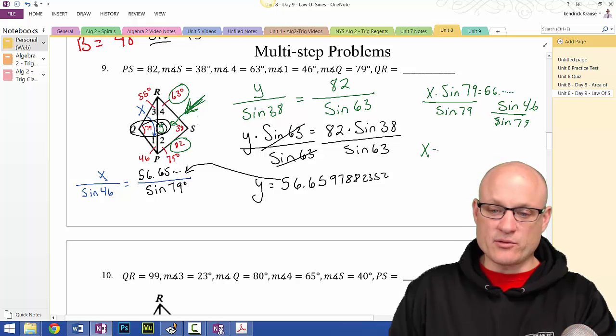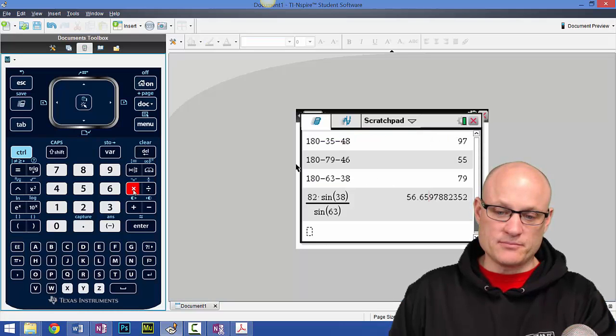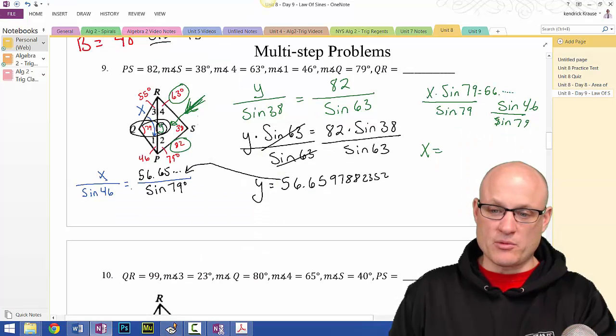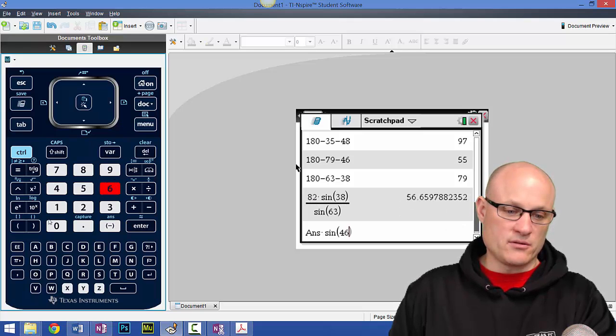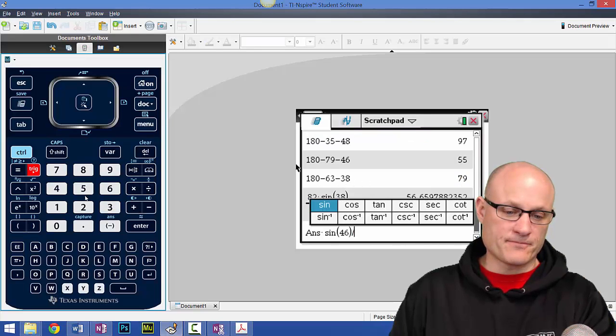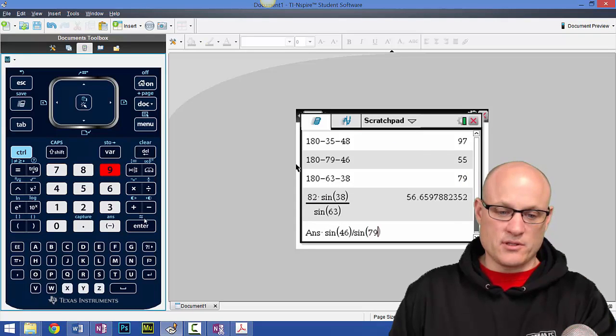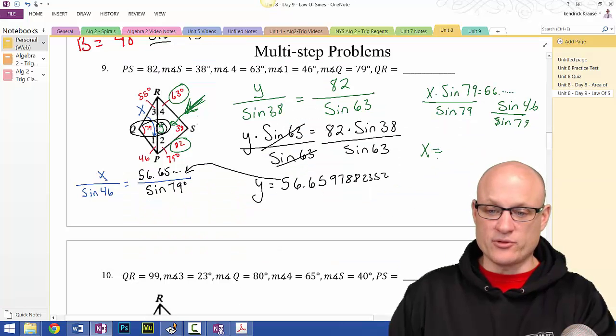And so I get x equals. I'm going to take the old answer and multiply by the sine of 46, and divide by the sine of 79. I hit enter, and notice it typed it in for me nicely. That's what I have: 56 times the sine of 46 all over the sine of 79, and I get 41.52.